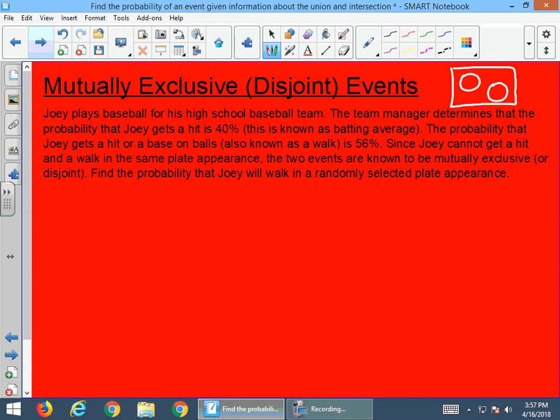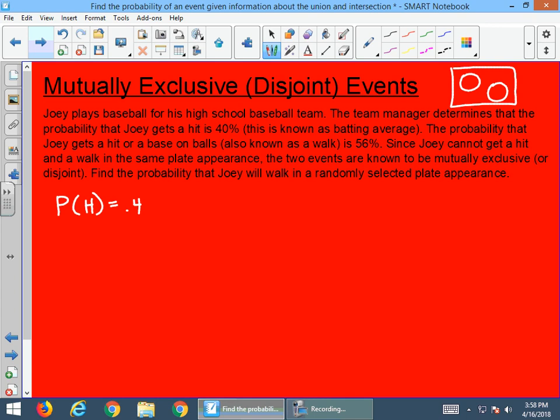So here's a problem where it says Joey plays baseball for his high school baseball team. The team manager determines that the probability that Joey gets a hit is 40%. So the probability, I'll call it H for a hit, the probability of a hit is 40%, or 0.4. For those of you that know a little bit about baseball or softball, this is what we call your batting average. So your batting average is 0.400.